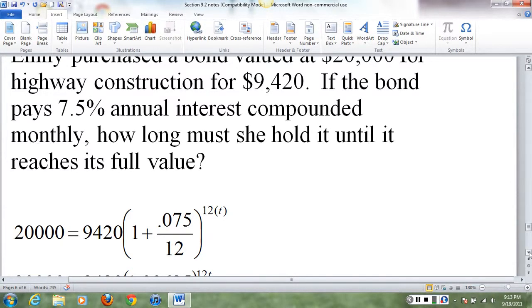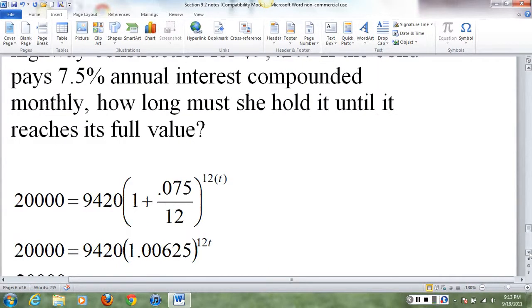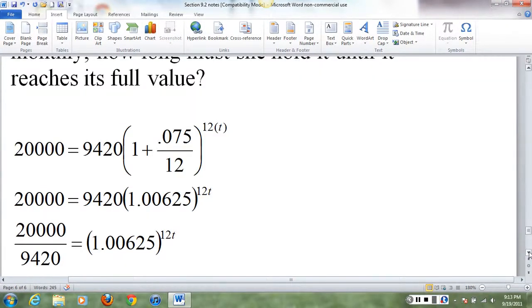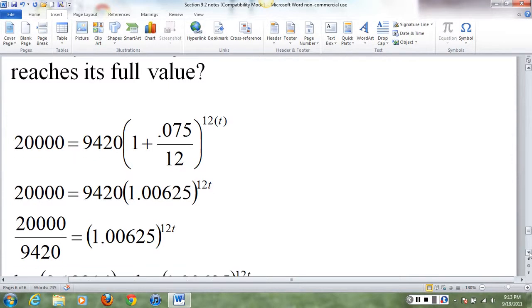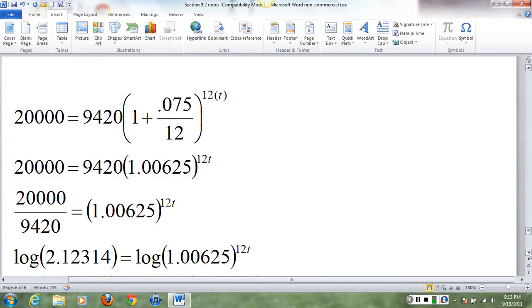So we'll just continue to simplify what we can. So I get 20,000 equals 94.20 times 1.00625 to the 12t power. Now this is a very specific type of problem. When we solve for an exponent, we want to isolate the exponential itself. In other words, I want to isolate the base of 1.00625, which means I have to divide each side by 94.20. That gives me about 2.12314.